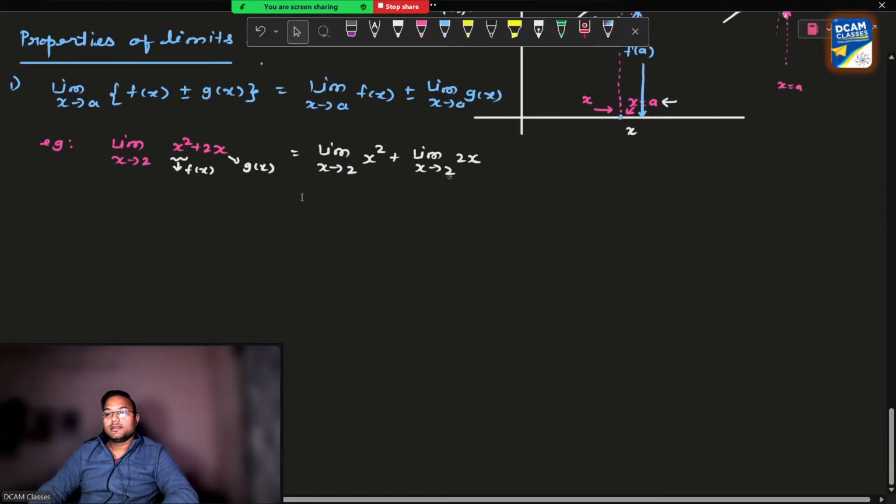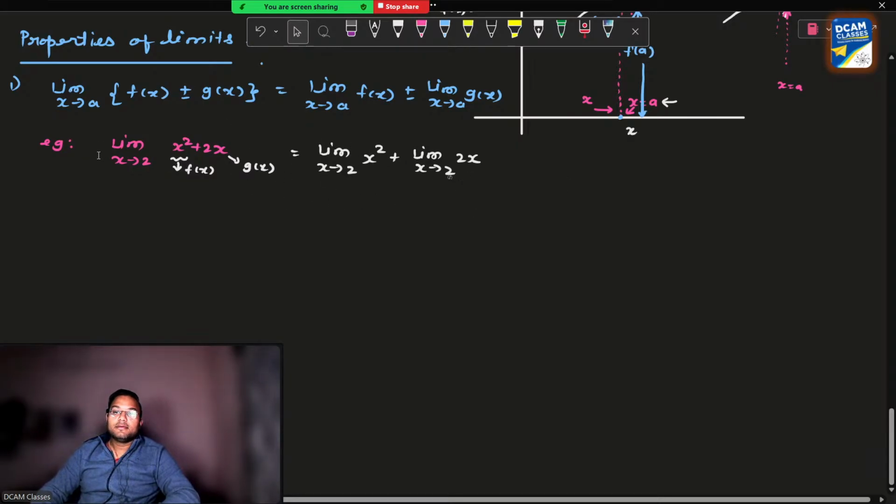Okay, like that. This is an example. But you will think, sir, isn't it much easier if we just put the value of 2 inside this x square plus 2x? 2 square plus 2 into 2, we'll get the answer directly. Why apply it individually?